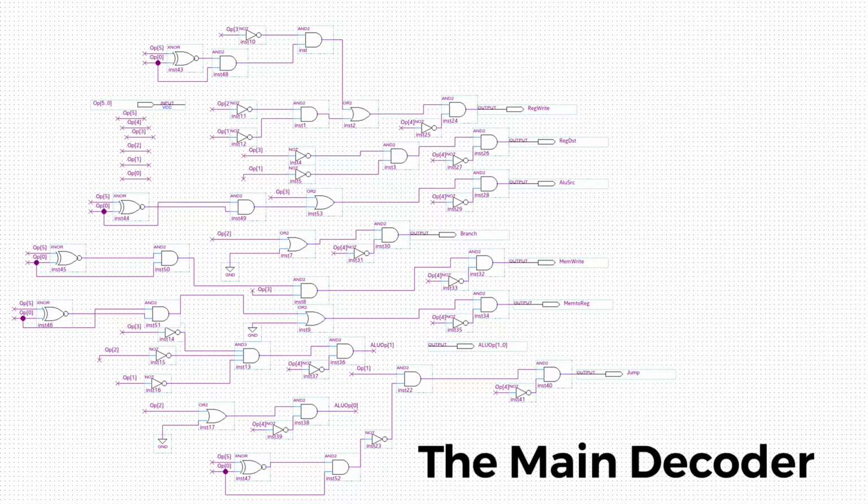Firstly, the main decoder has a 6-bit opcode input, and then it's based on complicated logic gates, simplified by using K-map to produce 9 signal outputs. And one of these, the ALU opcode, has 2 bits that it gives to the ALU decoder, which acts to decode the ALU function code.